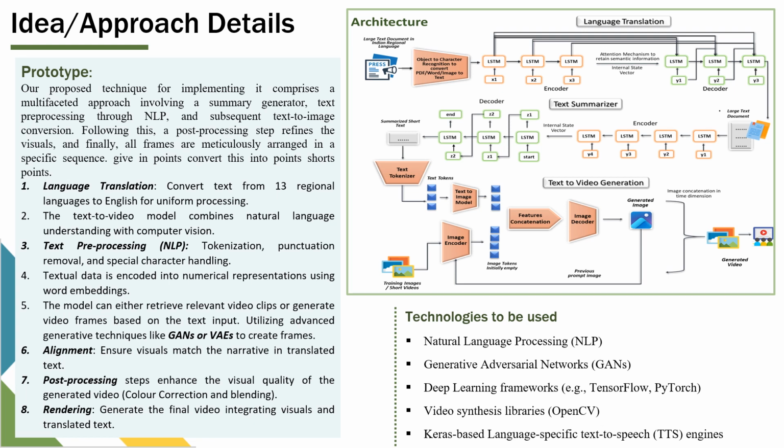Recognizing that translated text can often contain extraneous details, we employ a text summarization model. Its architecture closely resembles the text-to-text sequential model, but is enhanced with an attention mechanism. This empowers the model to distill the most relevant information, creating a concise paragraph. With the condensed text in hand, we move on to video generation.